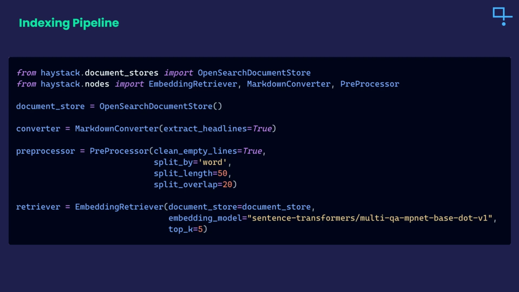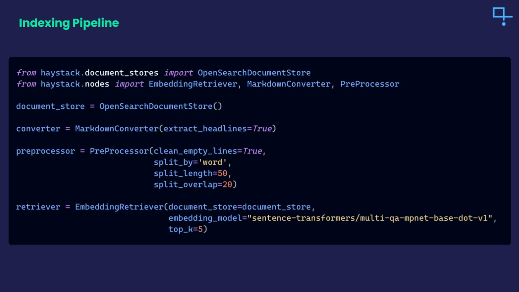So that looks a bit like this in Haystack. The first thing we have is our OpenSearch document store. The second thing we have is a Markdown converter, and we are extracting headlines. We're making sure that each section of the tutorial is also included.